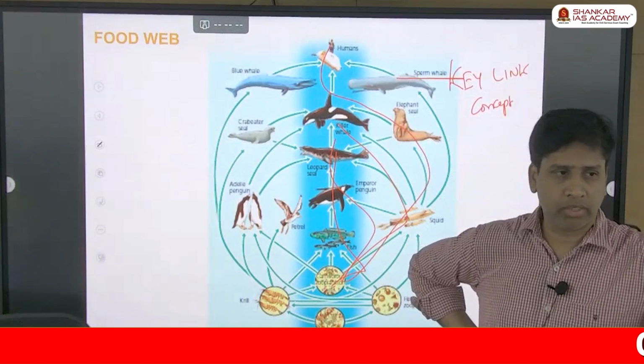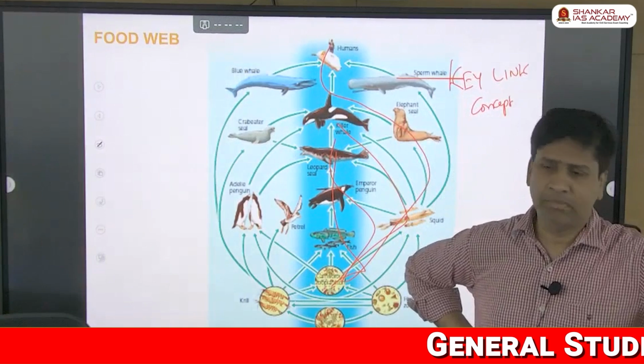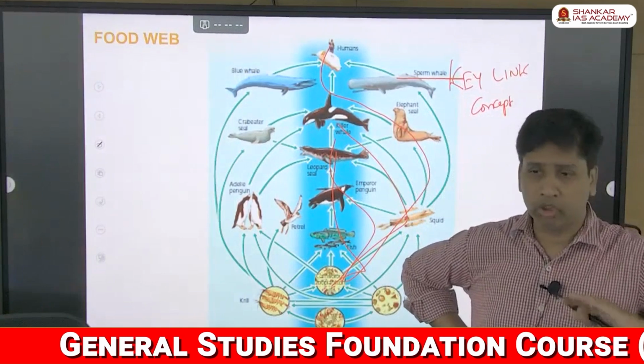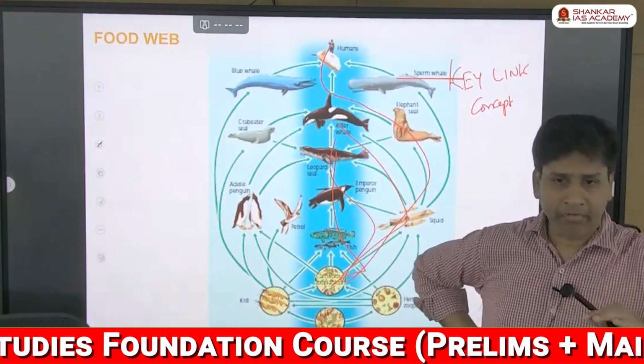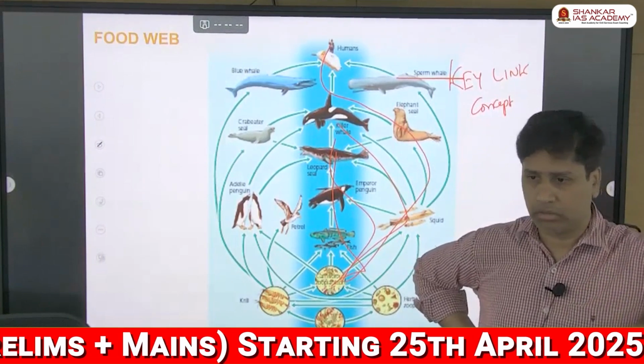What is the reason for it? Why should the key link be conserved? Simple. Keystone species may be there. Some important indicator species may be there. If that link is disturbed, your job is to identify which is the key link, which is a keystone. Ensure that the key link is not disturbed.